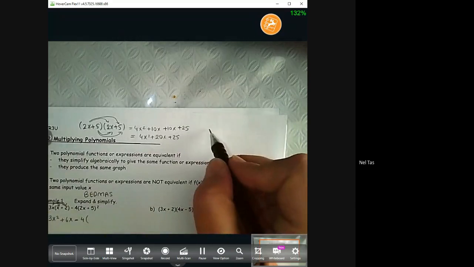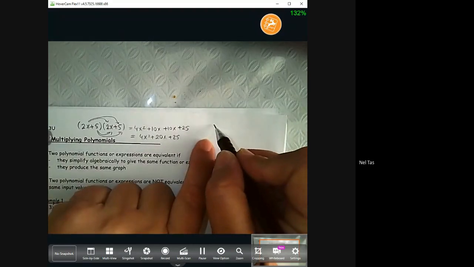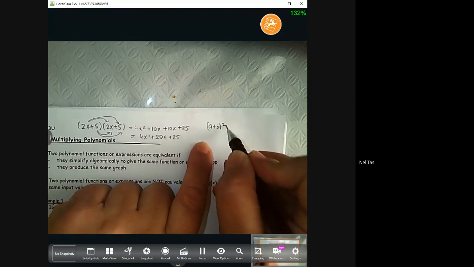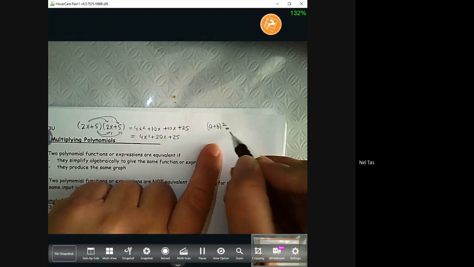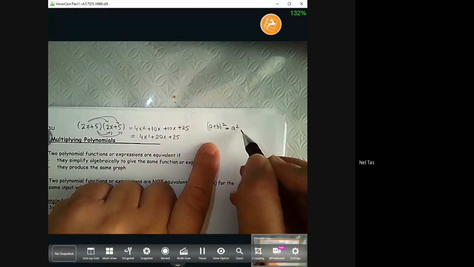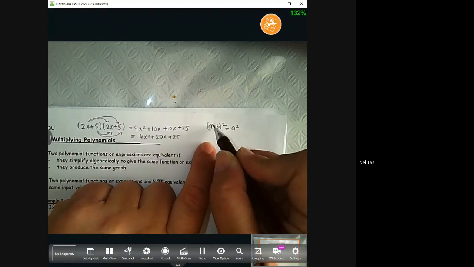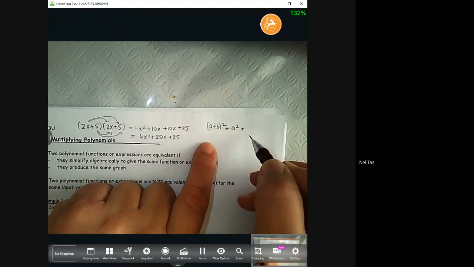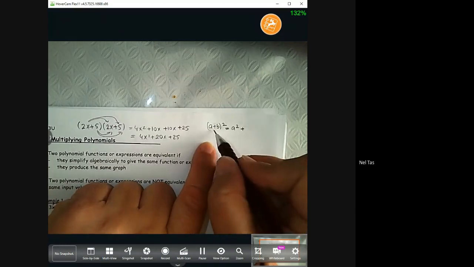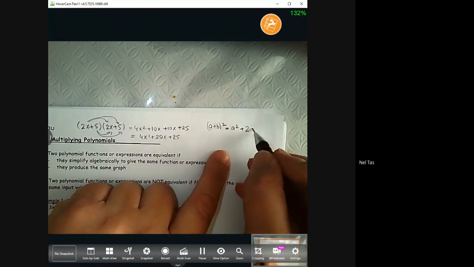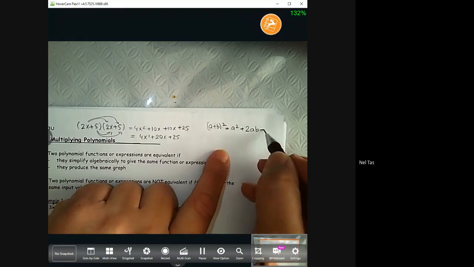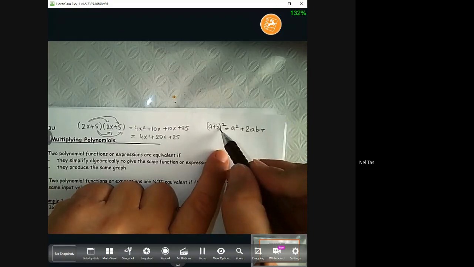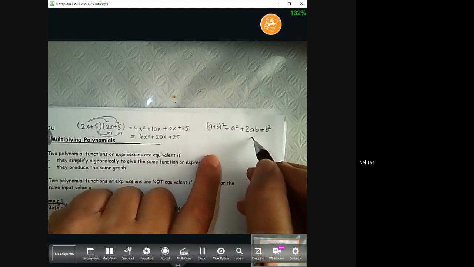If you use the shortcut, let me give you the formula first. If you have a plus b squared in general, the shortcut would be take the square of the first term, a squared, and use this sign, because that's going to be the sign of the second term, and then multiply first and second term and multiply it by 2. So 2ab plus take the square of the last term, b. So b squared. So that would be the shortcut.